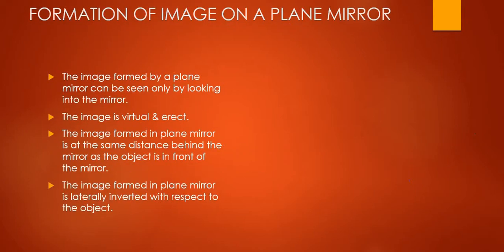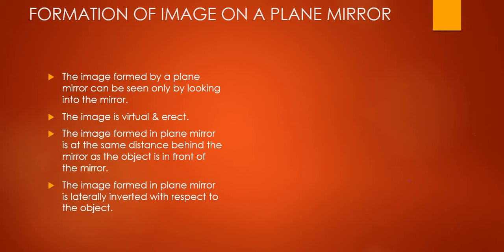Formation of image in a plane mirror. So now what are the features associated with the images which are formed in a plane mirror? First, the image formed by a plane mirror can be seen only by looking into the mirror. If there is no object in front of the mirror, there will be no image also. So an object needs to be there. Second, the image is virtual and erect. All virtual images are erect.